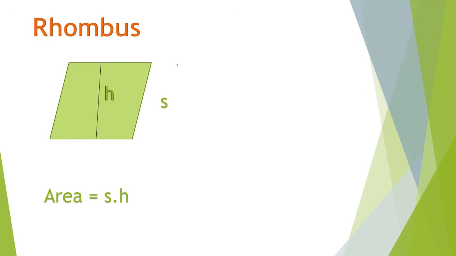Rhombus area. A rhombus is a quadrilateral where sides have the same length. And a rhombus is also a parallelogram. With the same pattern as a parallelogram, we can write the area of a rhombus as side into height. This is one way of finding an area.